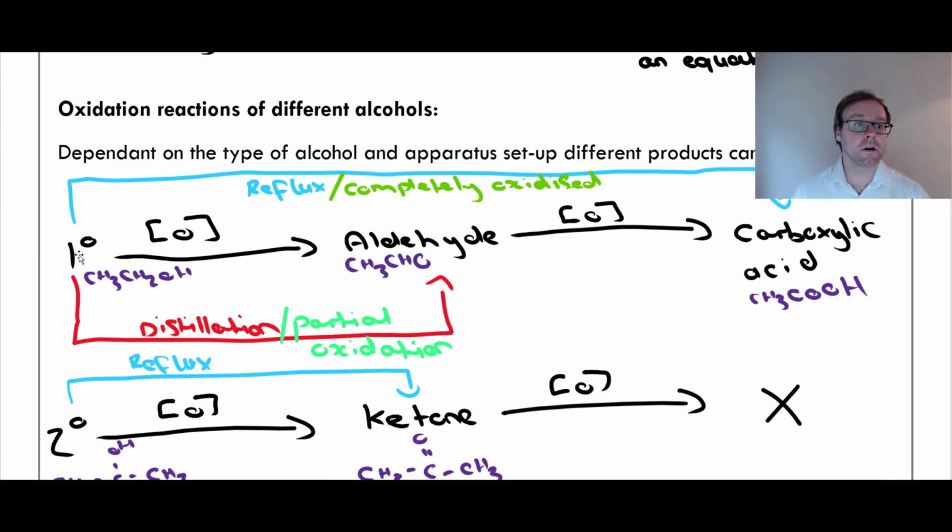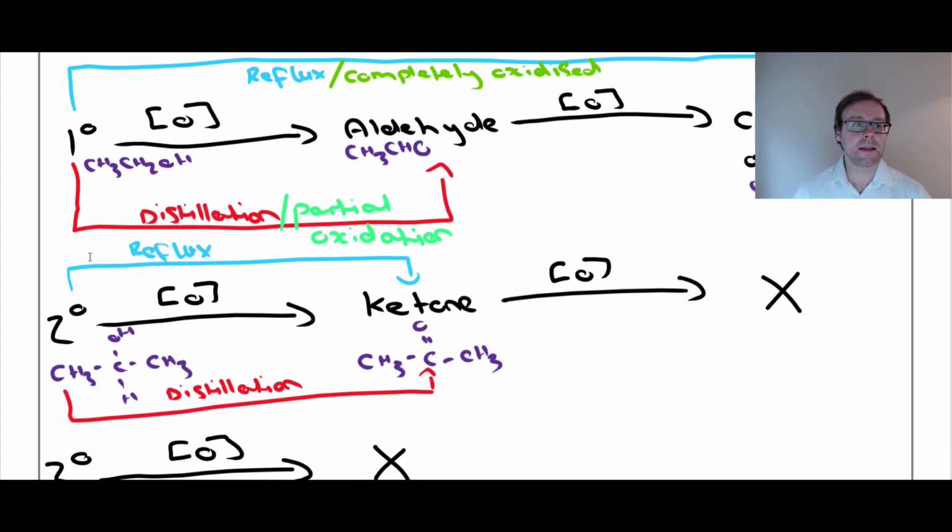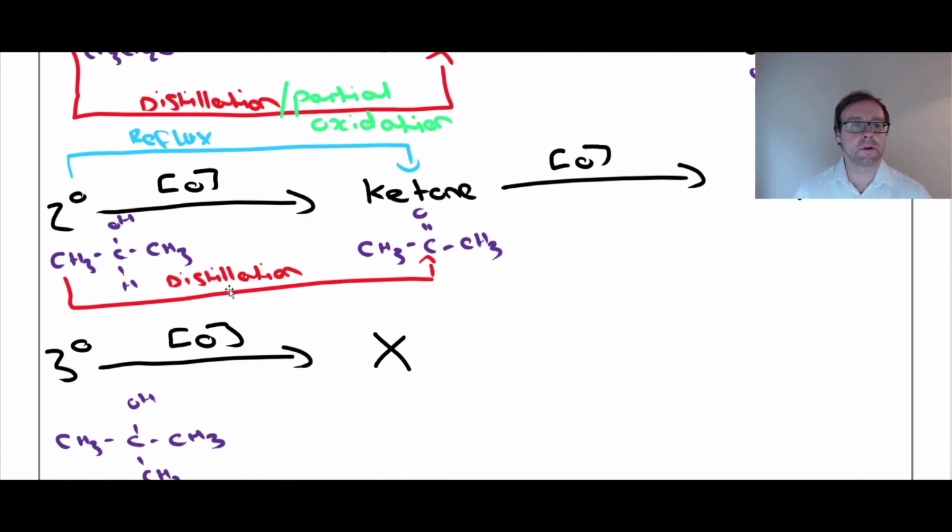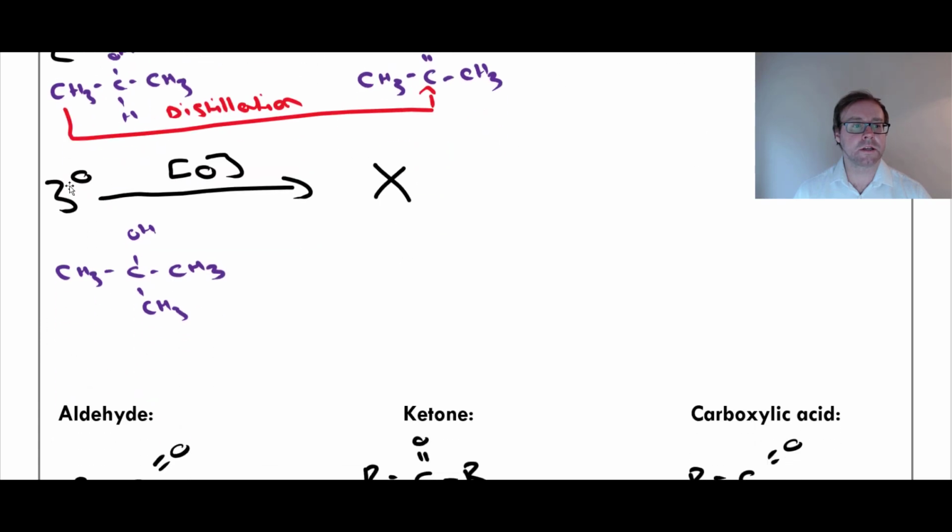Okay, so just a quick recap. A primary alcohol, if it's distilled using an oxidizing mixture, will produce an aldehyde. If it's refluxed, it will be completely oxidized and produce a carboxylic acid. Secondary alcohol can be refluxed or distilled and will produce a ketone. Tertiary alcohol will not be oxidized using potassium dichromate and H+.